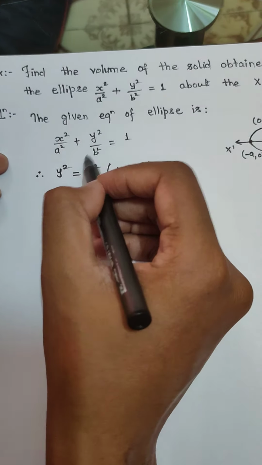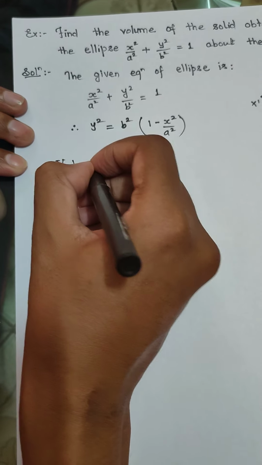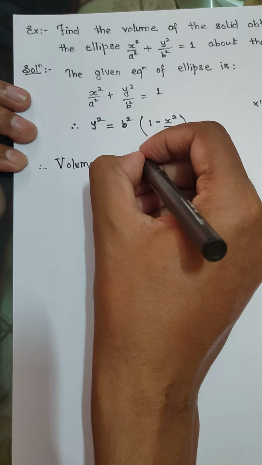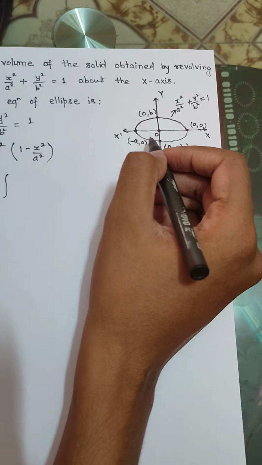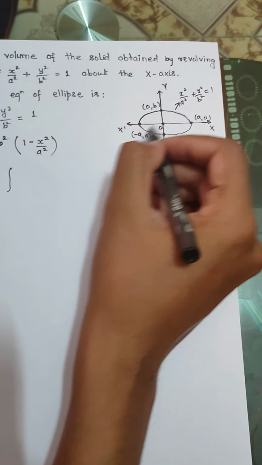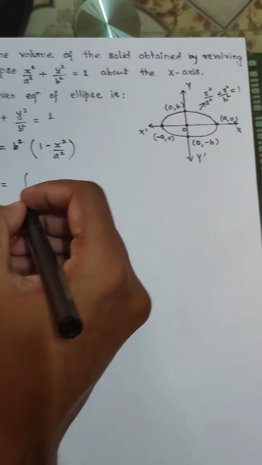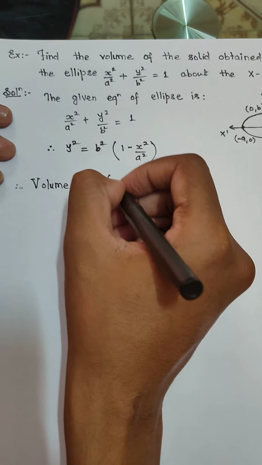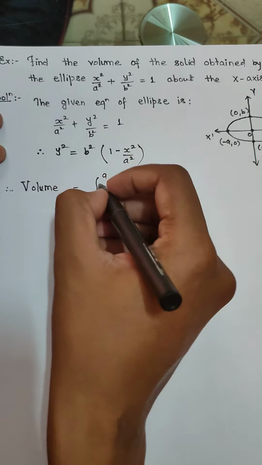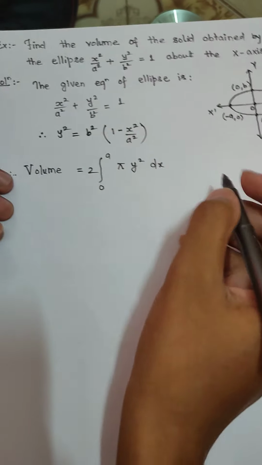Now let us find out the volume. Therefore, the volume of the solid generated is equal to integration. As I said, this curve is symmetric about the x and y axis, so you can write either the limit from minus a to a, or you can write 2 times integration 0 to a. So I am going to write 2 times integration 0 to a, pi y square dx. Okay, so multiplied by 2.